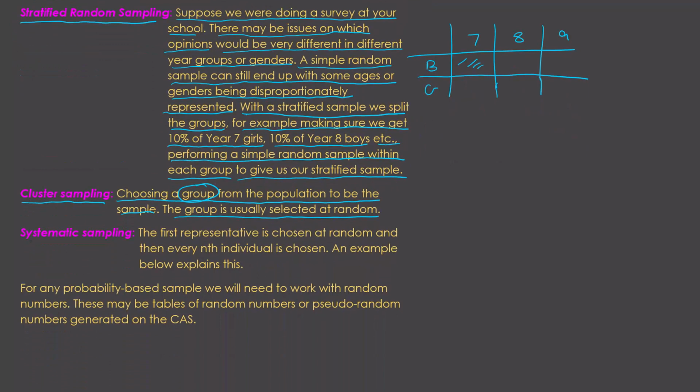The last one that we're going to look at here is systematic sampling. The first representative is chosen at random, and then every nth individual is chosen. An example below explains this one well. For any probability-based sample, we will need to work with random numbers. These may be tables of random numbers or pseudo-random numbers generated on the CAS, or indeed on your scientific calculator.